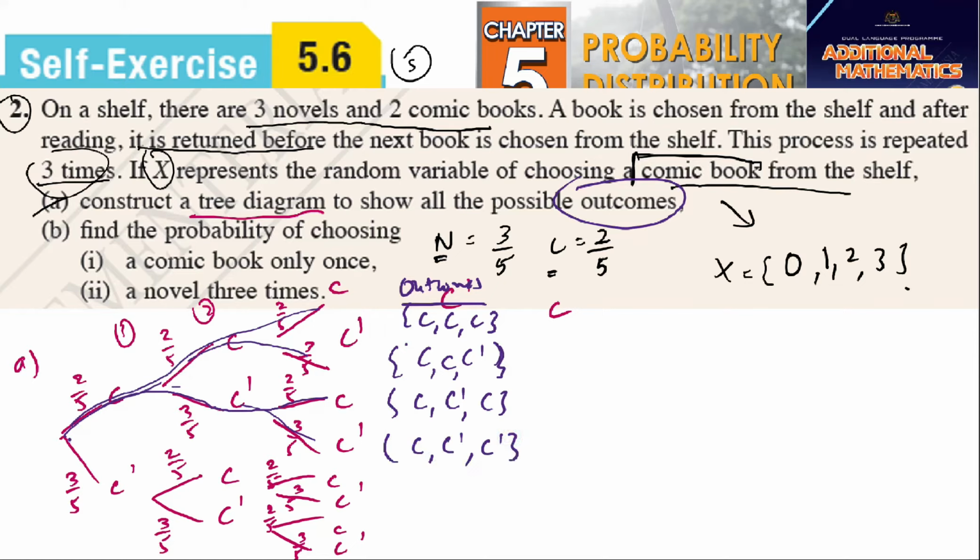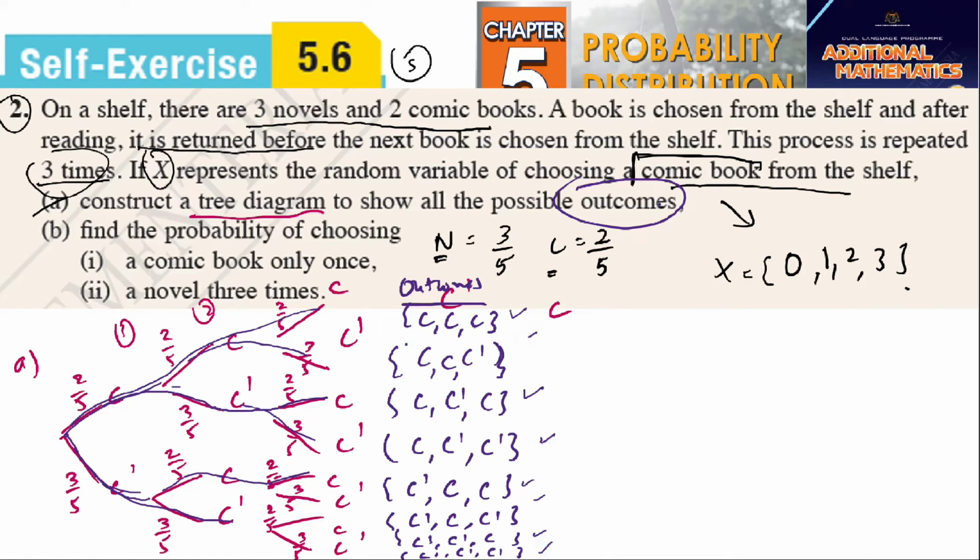And then, okay, done with this one. And then we are going to another route, which is C prime, C, C, C prime, C, C. And then we have C prime, C, C prime, C prime, C, C prime. And then we have C prime, C prime, C, C prime, C prime, C. And then we have C prime, C prime, C prime here. I hope you can see. So we are supposed to get 1, 2, 3, 4, 5, 6, 7, 8 outcomes. Okay.